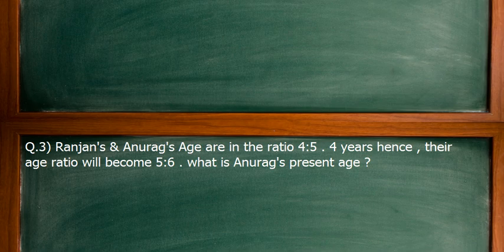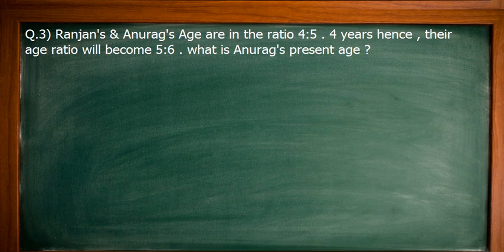Third problem, that is here. Ranjan's and Anurag's ages are in the ratio 4:5. 4 years hence their ages ratio will become 5:6. What's Anurag's present age? Okay, so I think this is a very easy problem for you. You can solve it yourself also, but basically I'm giving you another type, that is type 2 here.